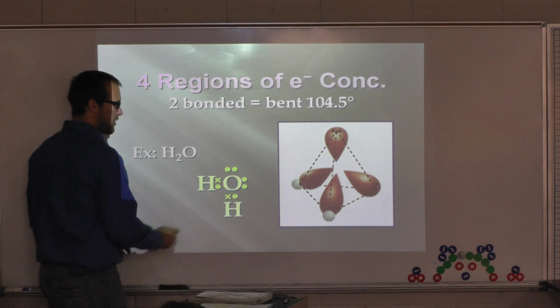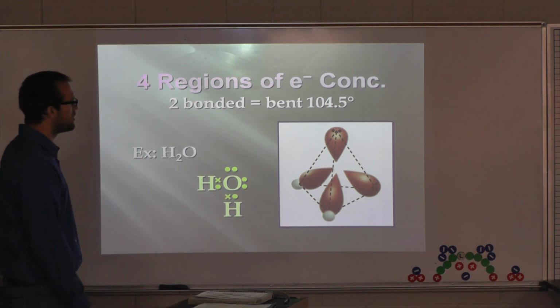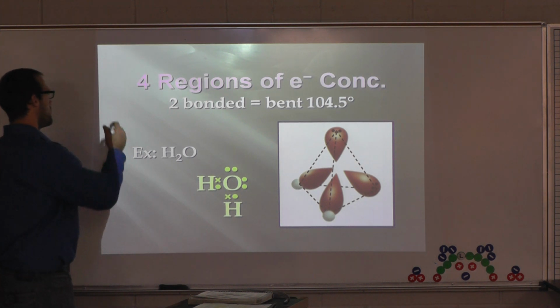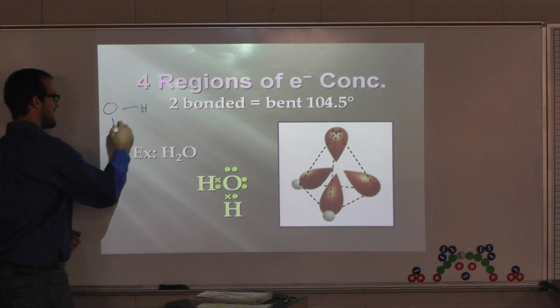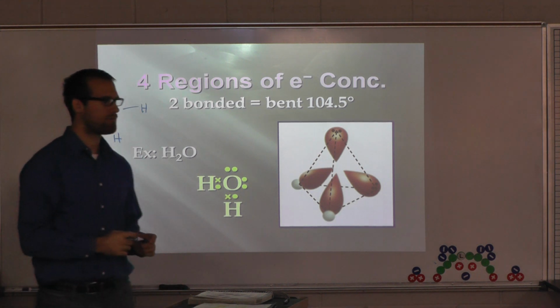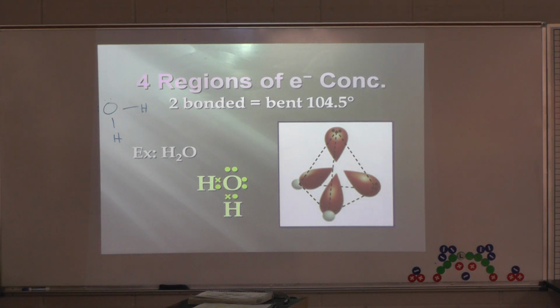Then, 4 regions again. This is your water molecule. 2 lone pairs, 2 bonded regions. So 4 total regions, 2 bonded gives us a bent structure. Not a linear structure, a bent structure. This is why we write H2O like this and not linearly.